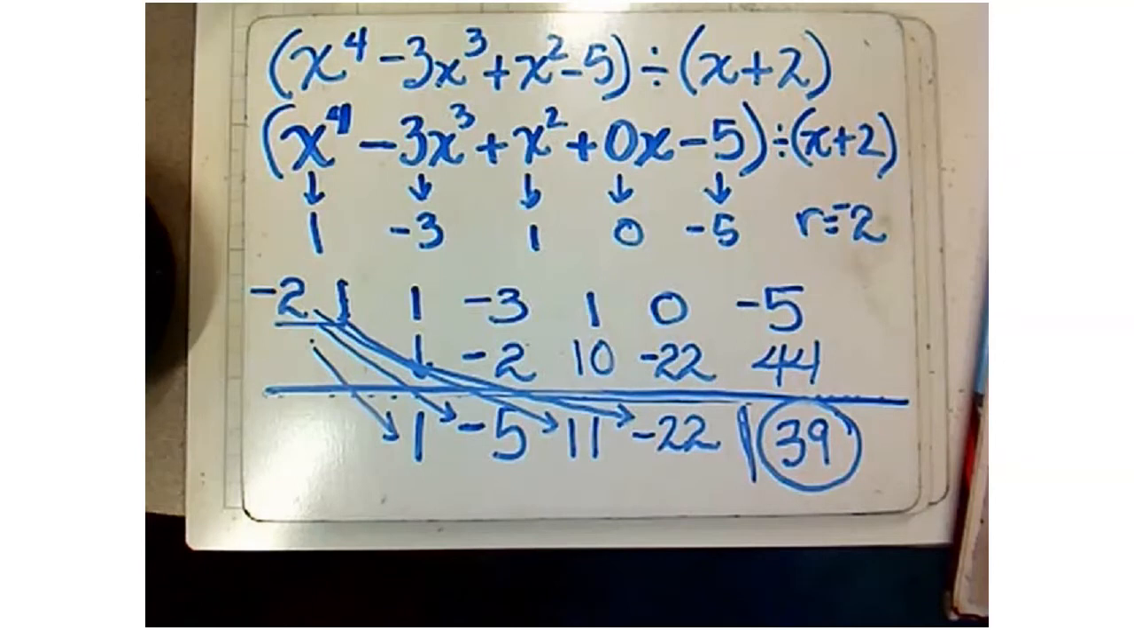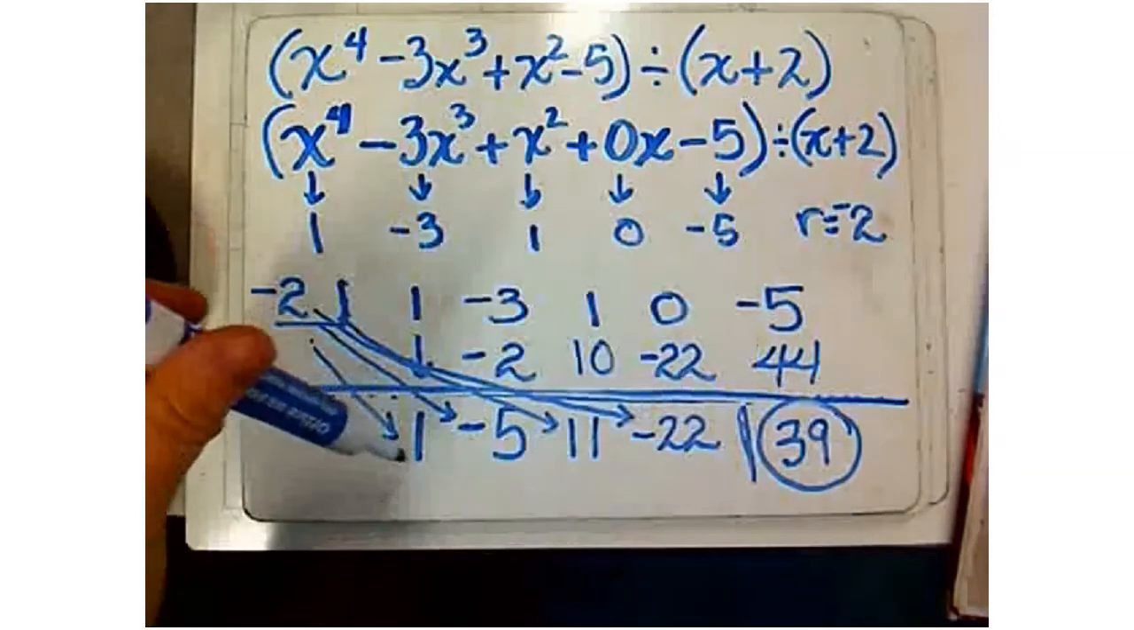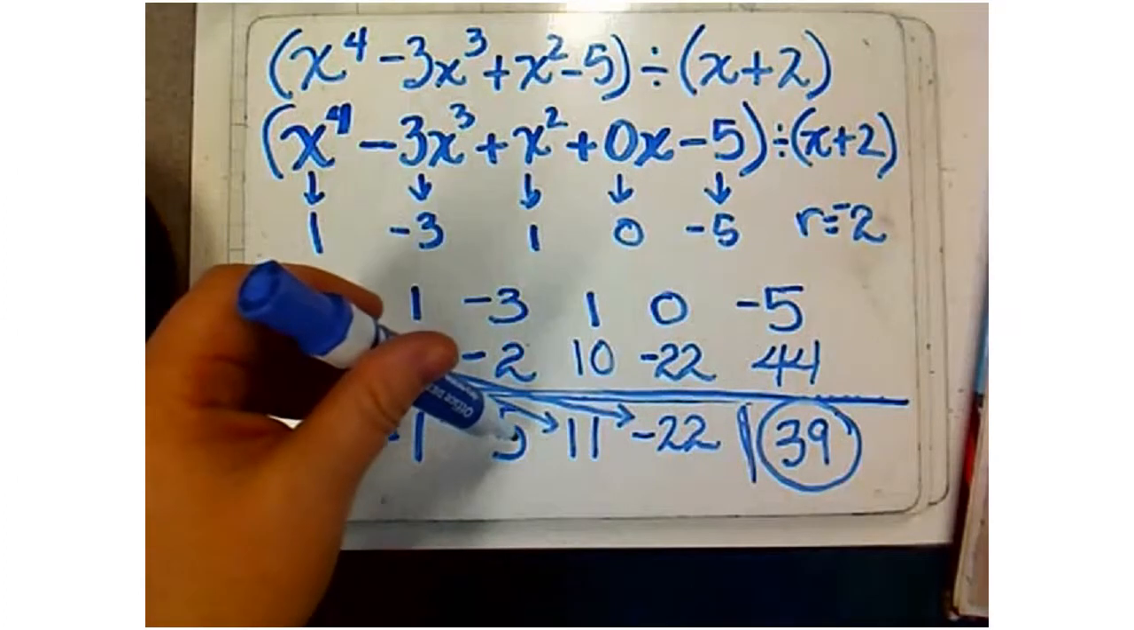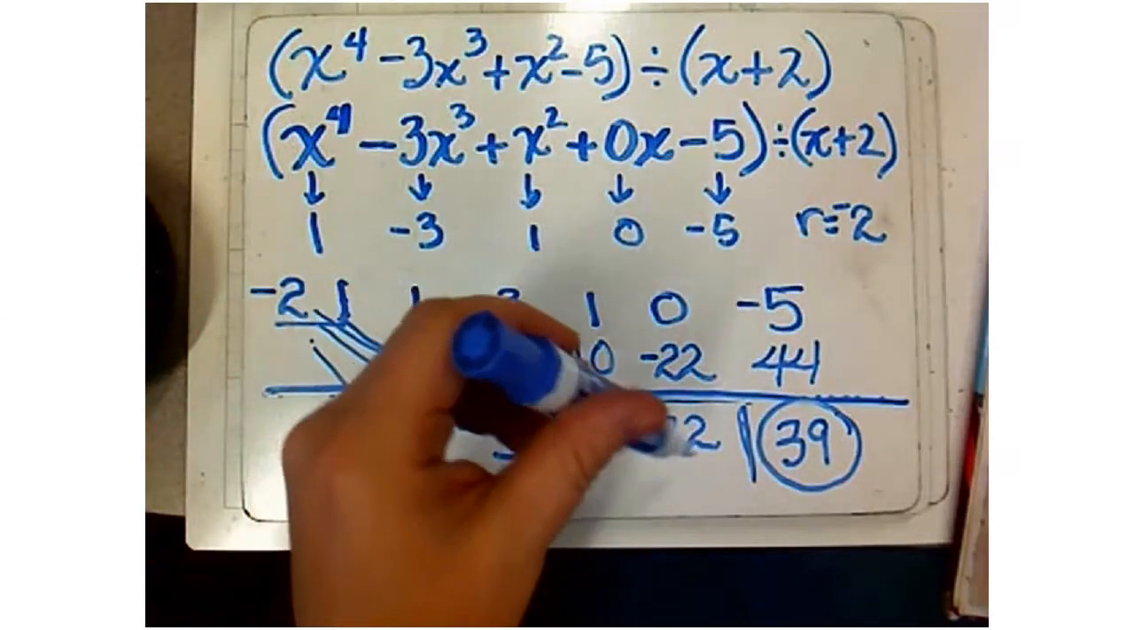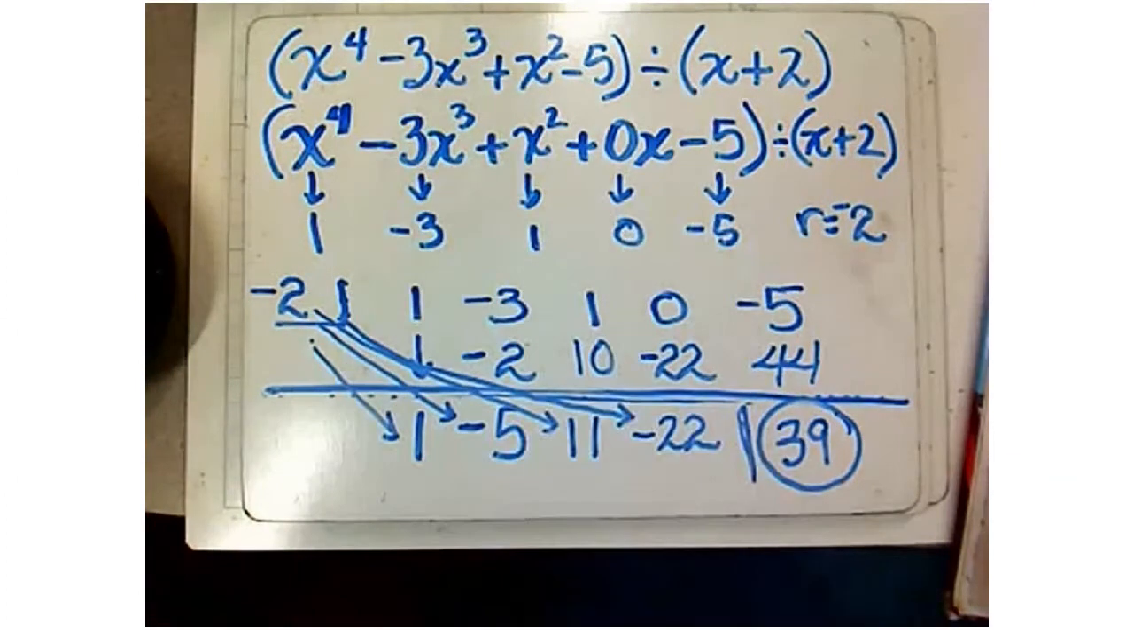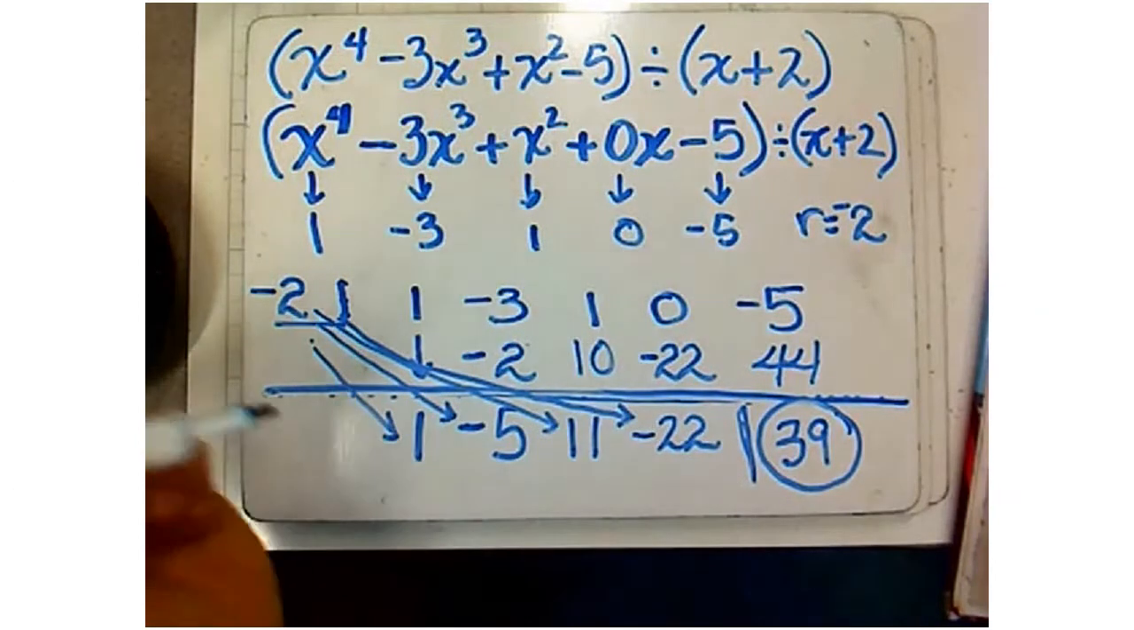Phew! We're done, right? We got all our columns. So you should have below your line a 1, -5, 11, -22, and a 39. That always sounds like bingo.